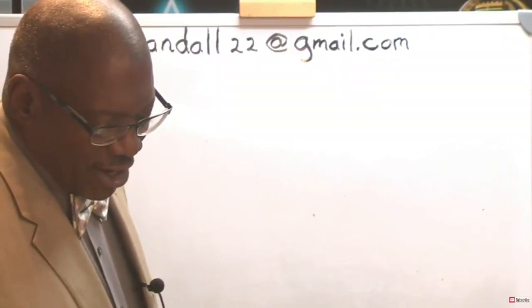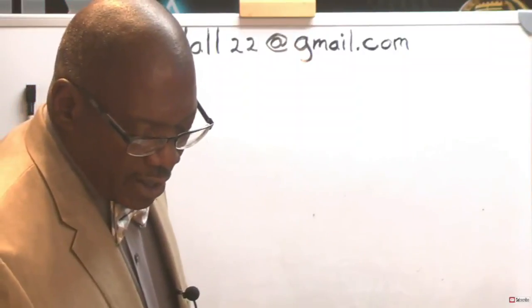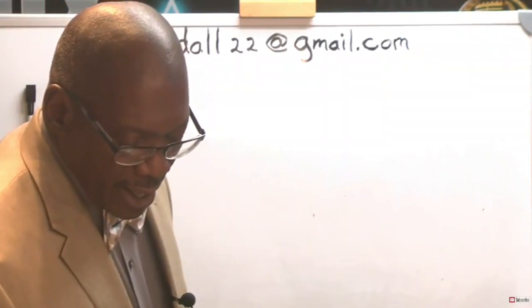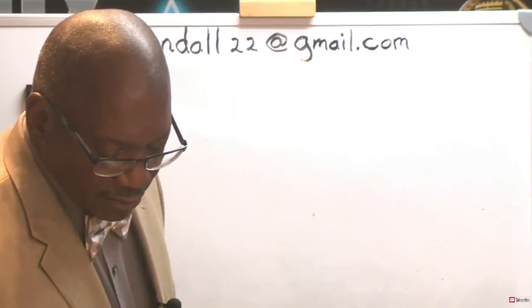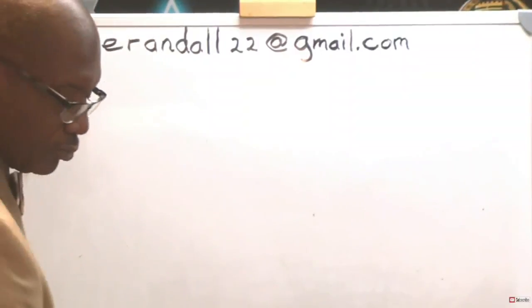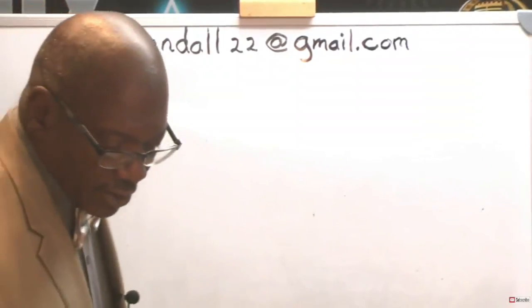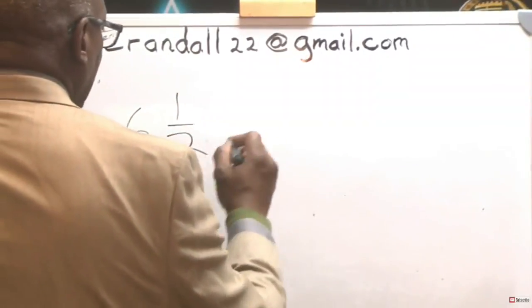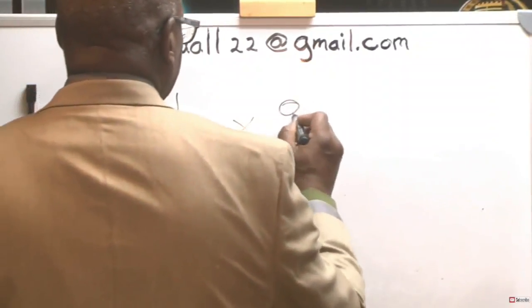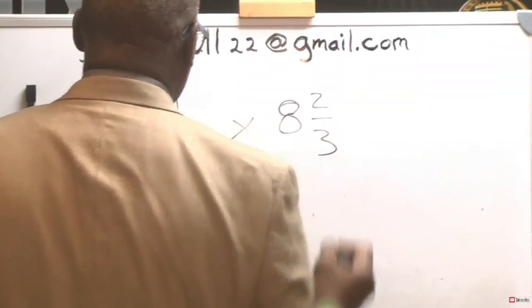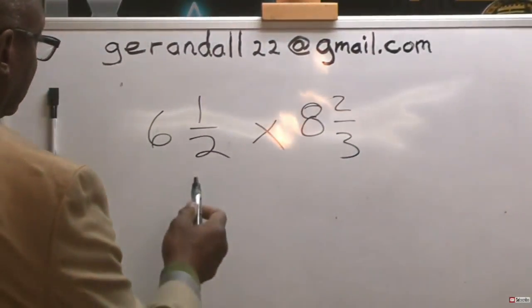Oh boy. It says a carpenter needs 6 1/2 feet of lumber to make a shelf. If she has enough lumber to make 8 2/3 shelves, how much lumber does she have? Wow. So again, another multiplication. We got 6 1/2 times 8 2/3. Again, multiplication of mixed numbers.